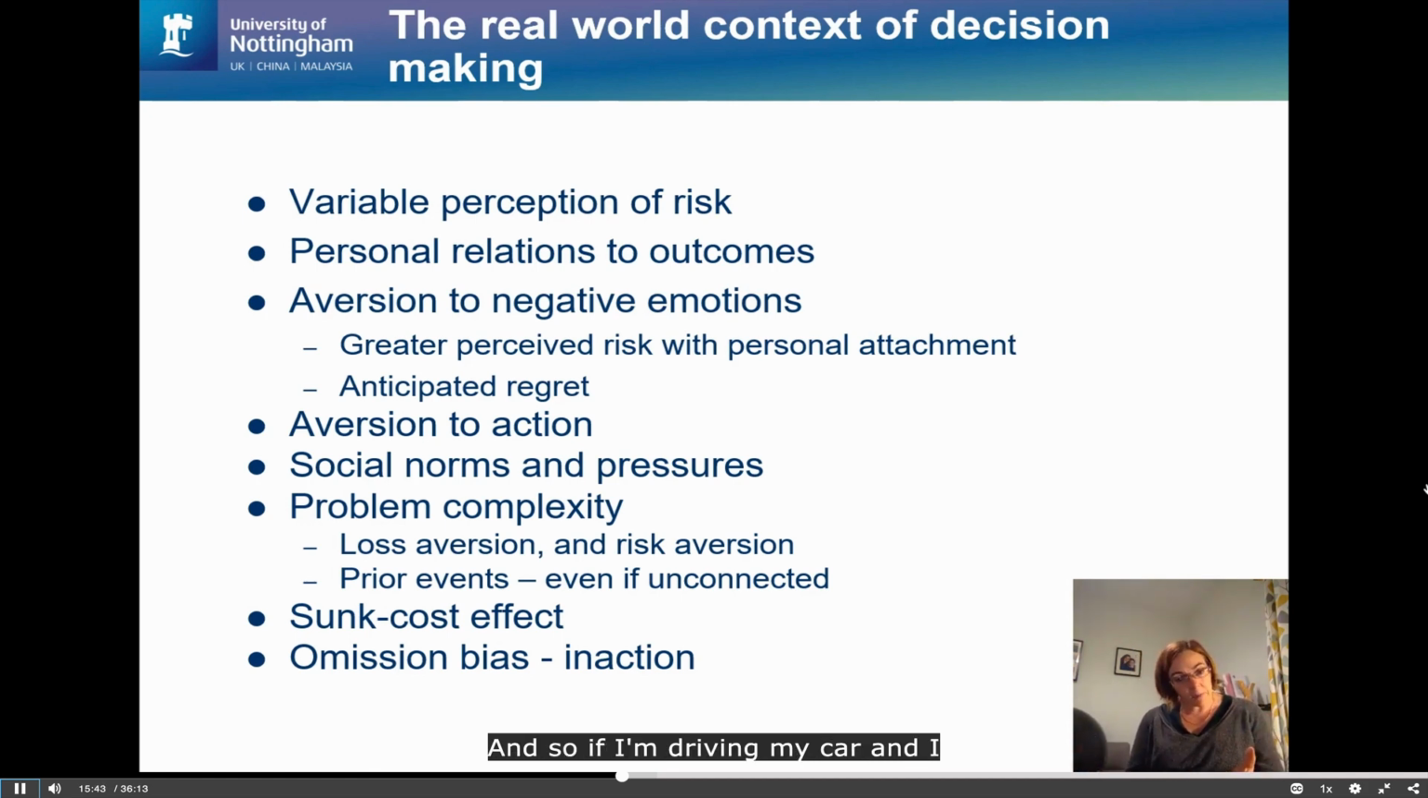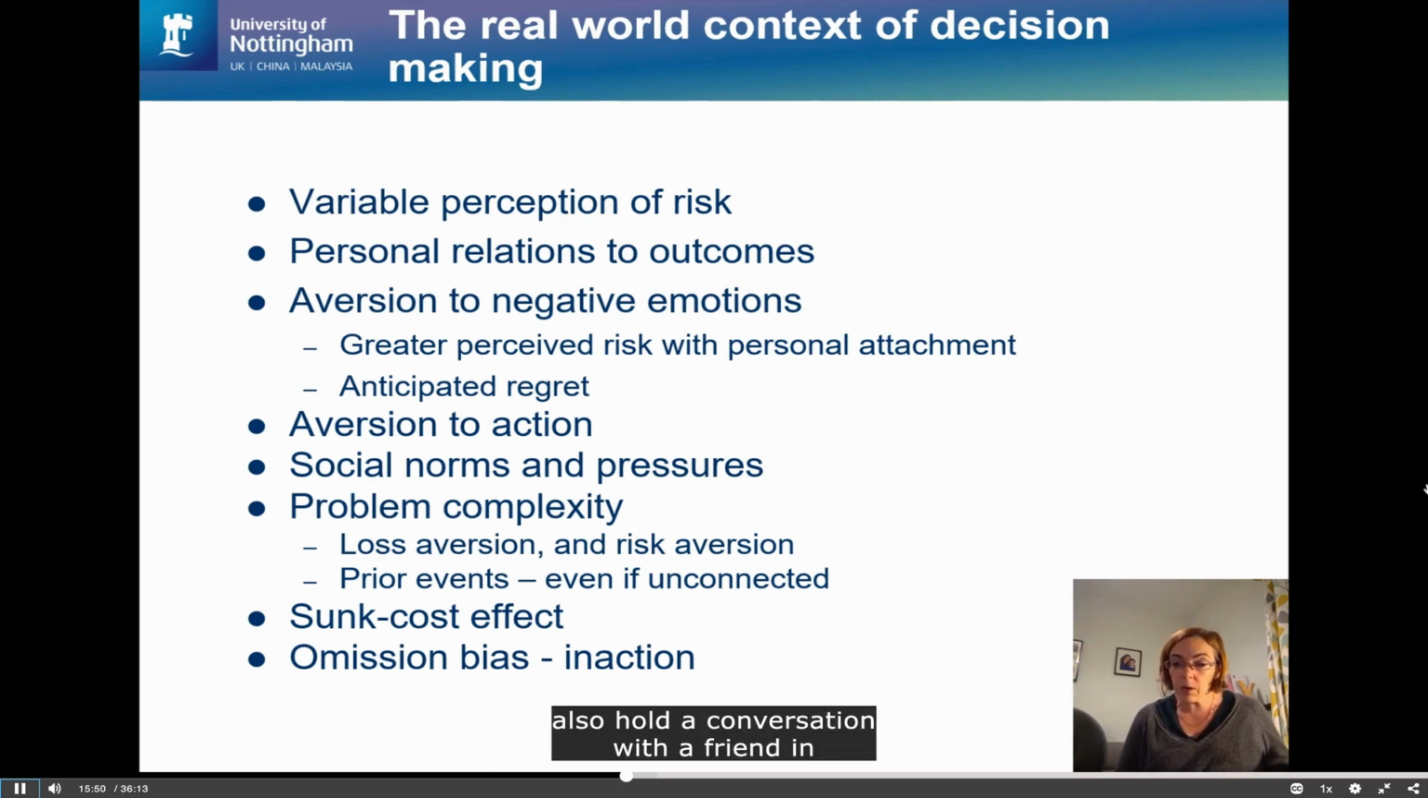So if I'm driving my car, I might consider whether it is risky to also hold a conversation with a friend in the car or a member of my family whilst I am driving.